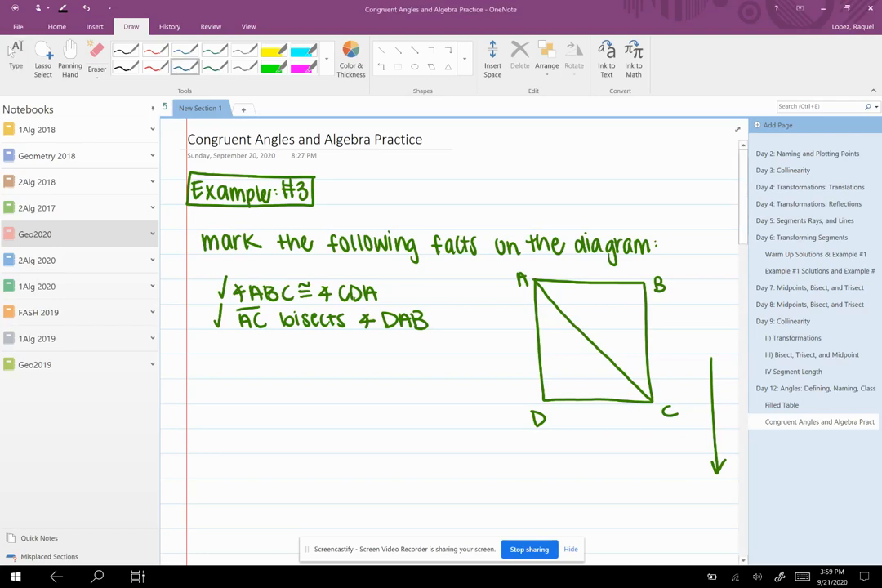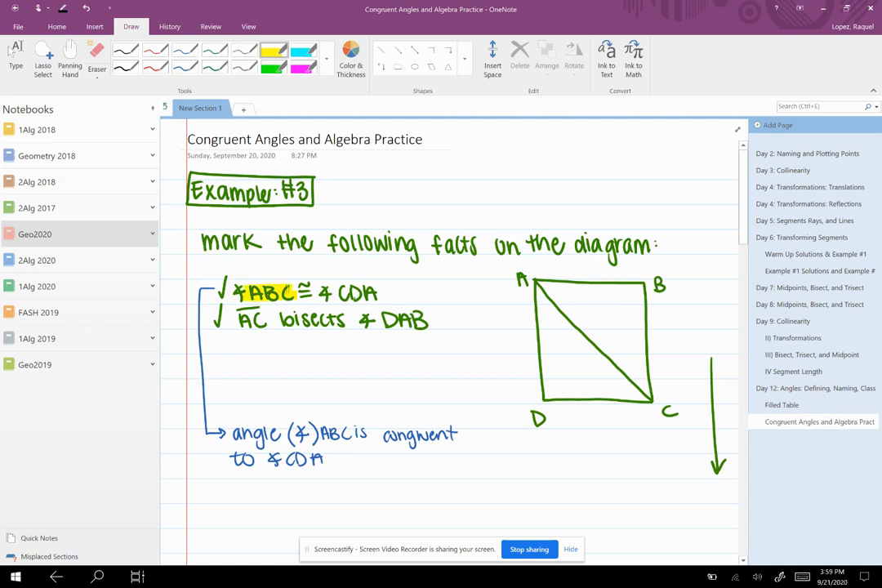Example number 3 says mark the following facts on the diagram. The first thing they want us to mark is that angle ABC is congruent to angle CDA. That symbol means angle. So angle ABC is congruent to angle CDA. Congruent, remember, means equal. And if we're trying to mark congruent angles on a diagram, then we're going to use arcs.